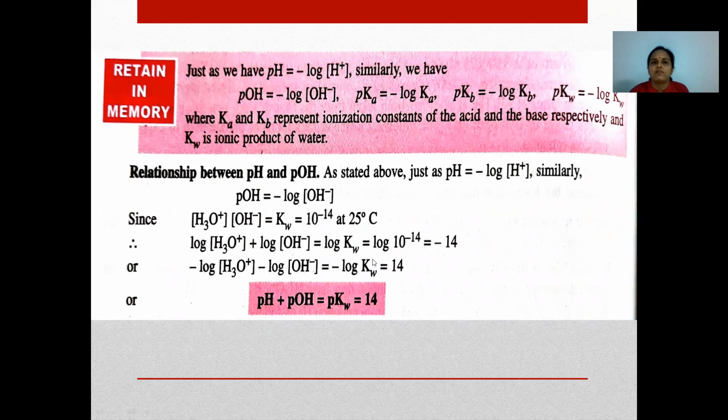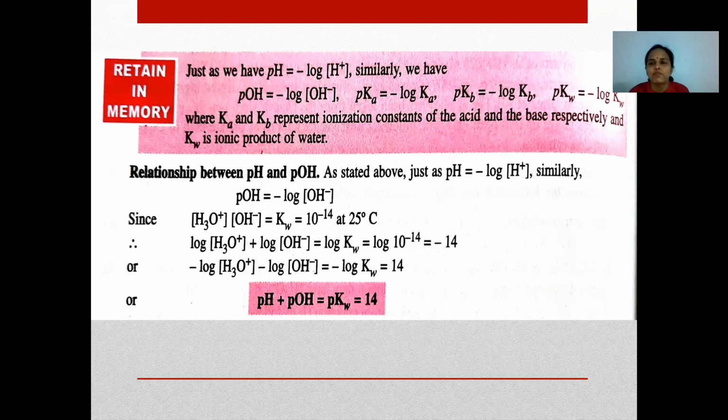We have pH equals minus log H plus. Similarly, we can also have pOH equals minus log of OH minus. Also, you can calculate the pKa value, which is equal to minus log Ka. pKb equals minus log Kb, and pKw equals minus log Kw, where Ka and Kb are the ionization constants of the acid and the base respectively, and Kw is the ionic product of water.